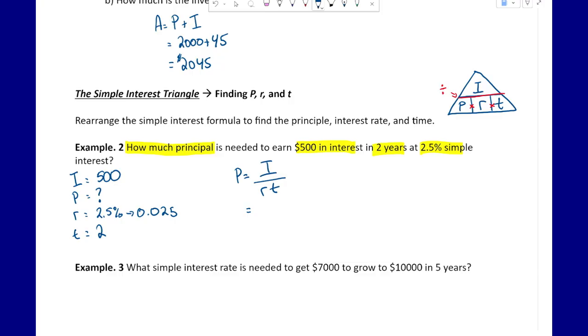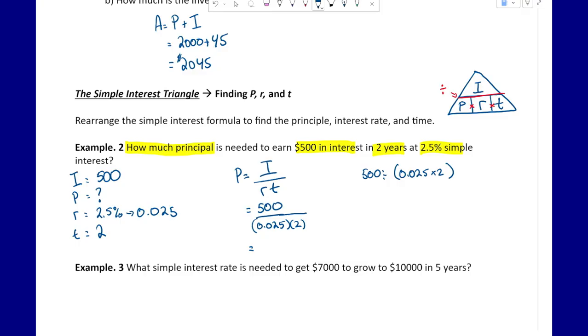So now I can plug in my information. So 500 goes on top, divided by 0.025 times 2. This is now a calculation. Make sure you put brackets around the entire denominator. So if you're entering this on a calculator, you would do 500 divided by, and then in brackets 0.025 times 2, close bracket, just so your calculator knows to calculate the denominator first and then do the division.